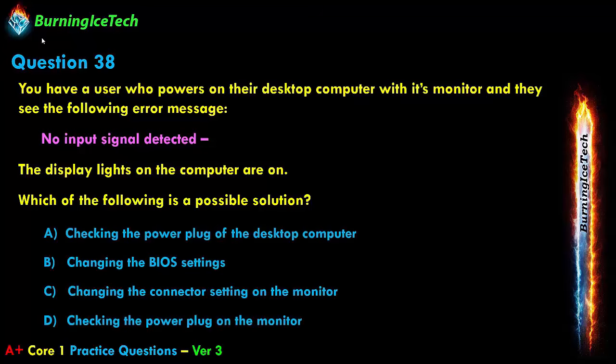Is it A, check the power plug of the desktop computer? No, guys, because you can actually see the lights of the desktop computer. The fact that you can see the lights are on means the computer does have power. And the fact that the screen is displaying an actual message to you, yes, it might say no signal, but the fact that it's able to display a message to you tells us the screen also has power. So not only does the desktop PC have power, the screen itself also has power. So it's definitely not a power-related issue.